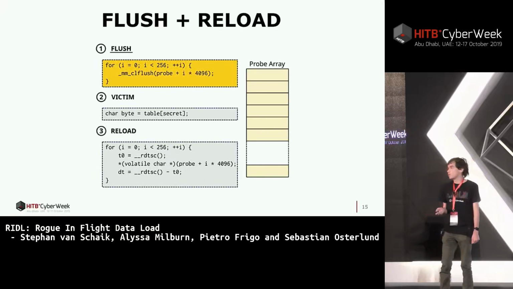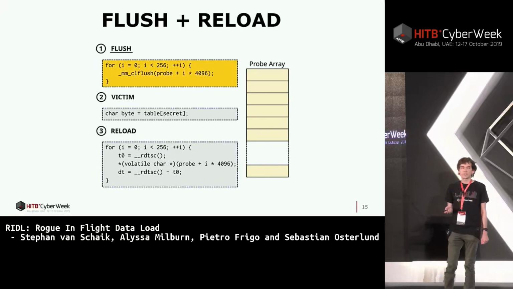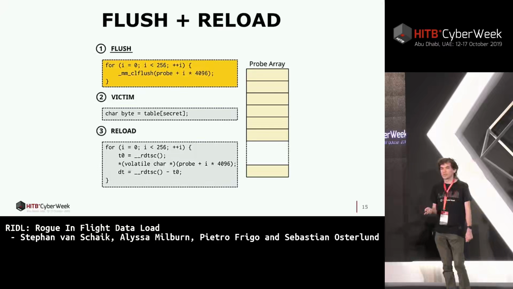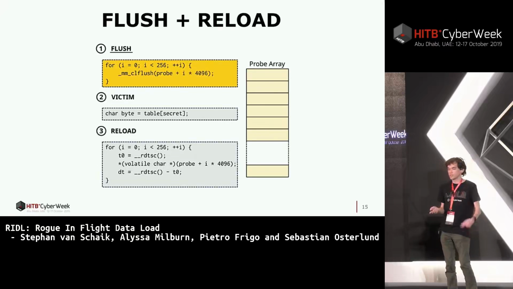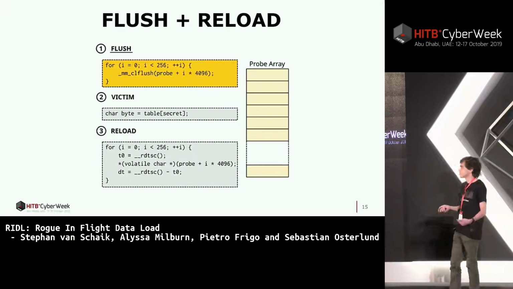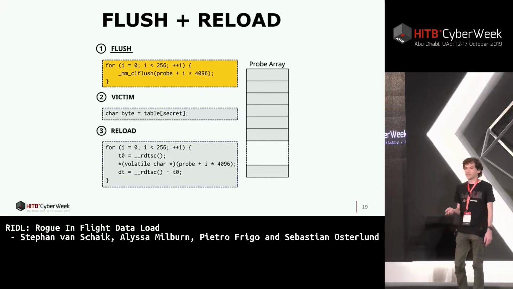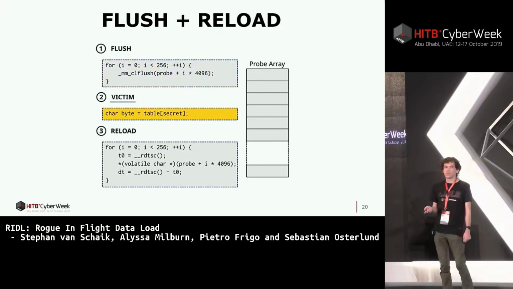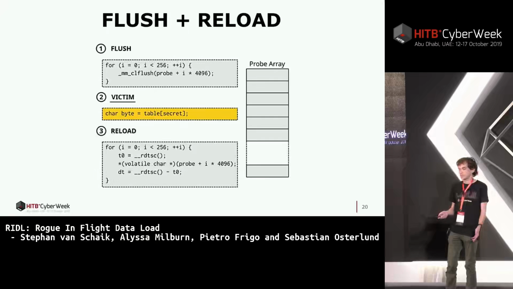What happens first is the flush stage. Remember, if it's in the cache, it's called a cache hit and it's fast to access. If it's not in the cache, it's slow. With the flush stage, we execute an instruction on every entry in the probe array to flush every entry such that it is no longer in the cache. Now if we want to access any of these entries from the array, it's slow to access. Now the victim runs some code. In this case, it tries to use the secret as an index for some array.